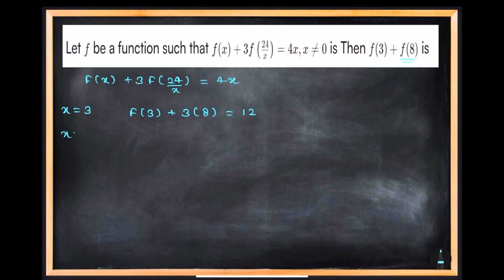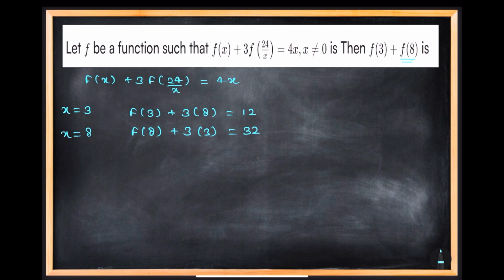Now in the second case you need to calculate f8. So can we replace x with 8? We will get f of 8 plus 3 times f of 24 by 8, which is f3. We get 4 eights are 32.